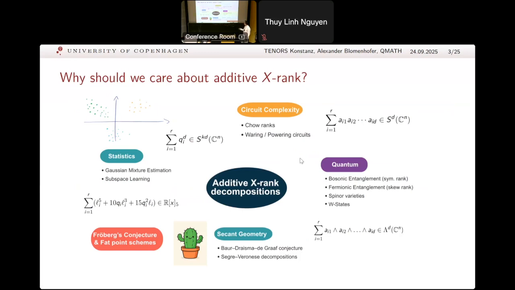And this is some argument why we should maybe care about X-rank decompositions in a more general framework.